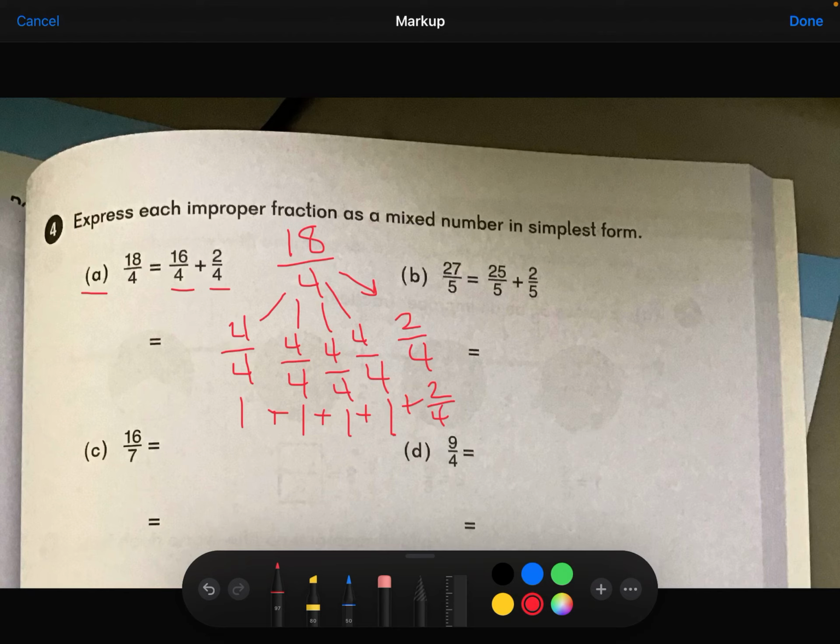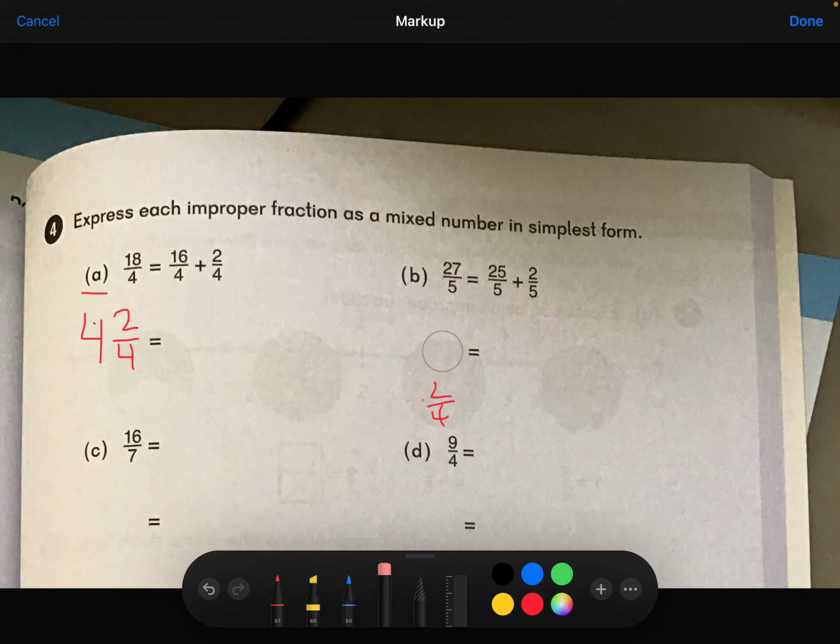And I'm just going to rewrite that down here. 4 wholes and 2/4. Now, they're asking for simplest form, so what we're asking for here is a simplified fraction. So we're going to make sure that we are simplifying 2 over 4. Now, we want to make this as small as possible, and in order to do that, we want to find something that can divide evenly into both 2 and 4 because we're trying to find the simplified fraction that we can.